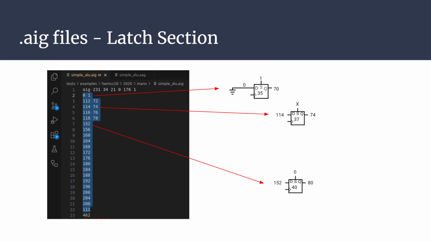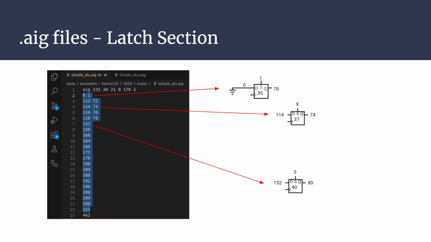Now, from 35 to 56, you would have just the latches, and you would define what input each latch has and what their initial value is, depending on the line. So you can see that this line right here gives us this latch, which is just latch 35, that has an input of just the ground immediately, and then the number 1 signifies that it's initialized to 1, and the output wire would be 70, right? Because this is signal 35, if that makes sense.